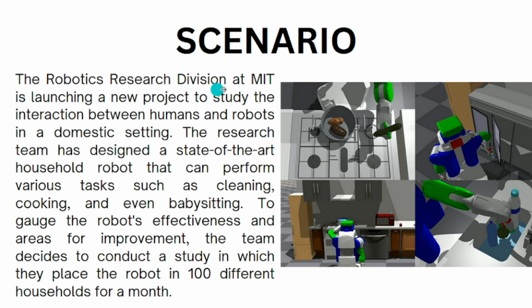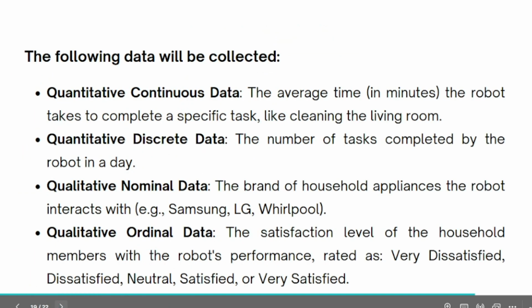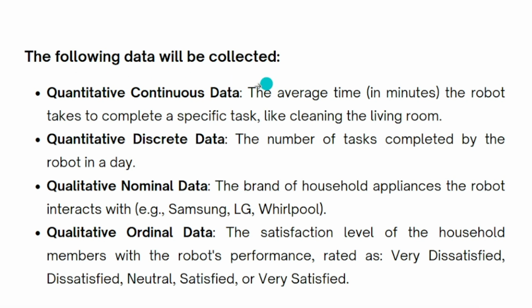Consider the Robotic Research Division at MIT is launching a new project to study the interaction between humans and robots in a domestic setting. The research team has designed a state-of-the-art household robot that can perform various tasks such as cleaning, cooking, and even babysitting. To gauge the robot's effectiveness and areas for improvement, the team decides to conduct a study in which they place the robot in 100 different households for a month. So this is about the case study of MIT. So the following data has been collected.